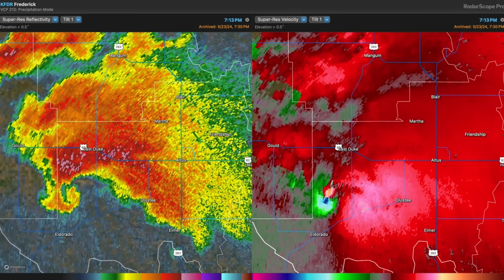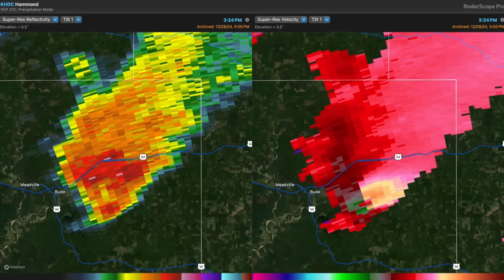In a supercell, it should be located at the tip of the hook echo, or if a hook echo doesn't exist, near the rear flank of the storm. In the northern hemisphere, this tends to be on the supercell's south or southwest side. Sometimes, in lieu of a hook echo, you may see a bounded weak echo region, similar to what we discussed in episode 2, colloquially called a donut hole.